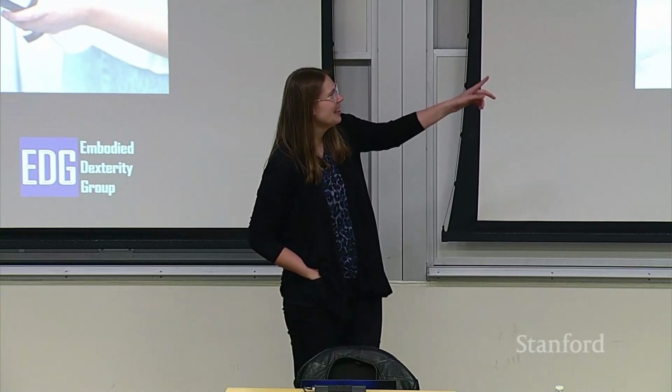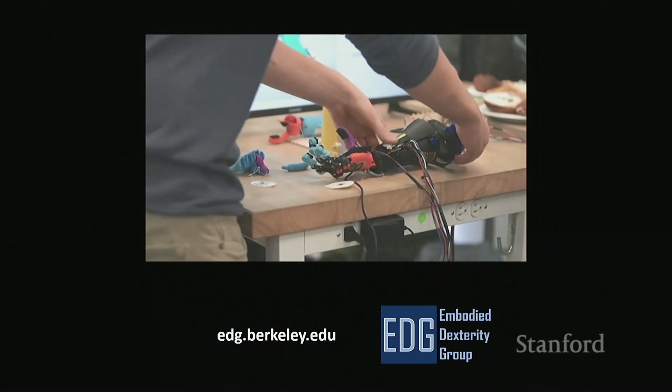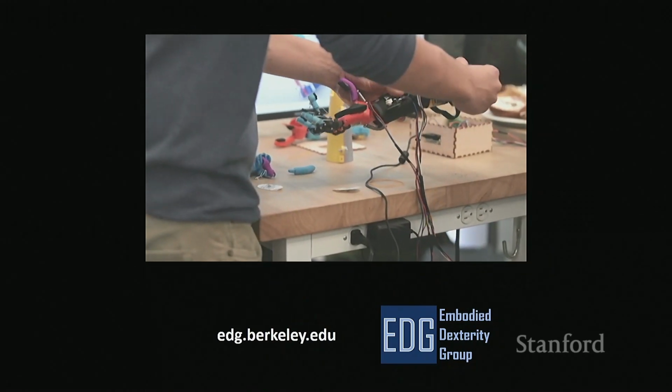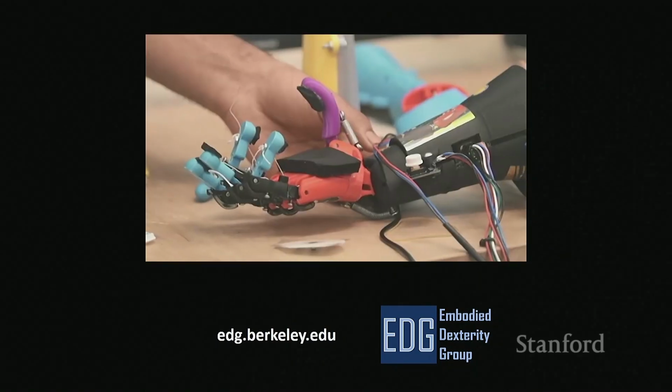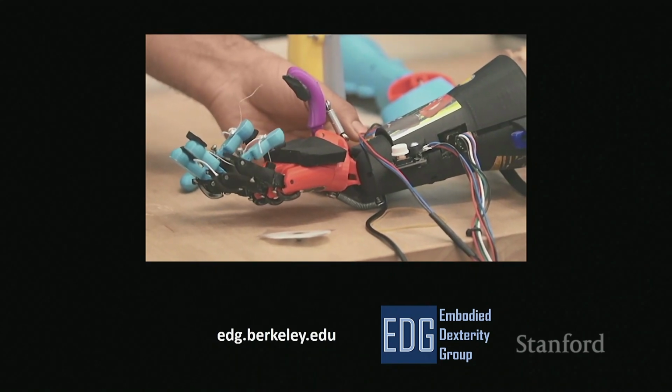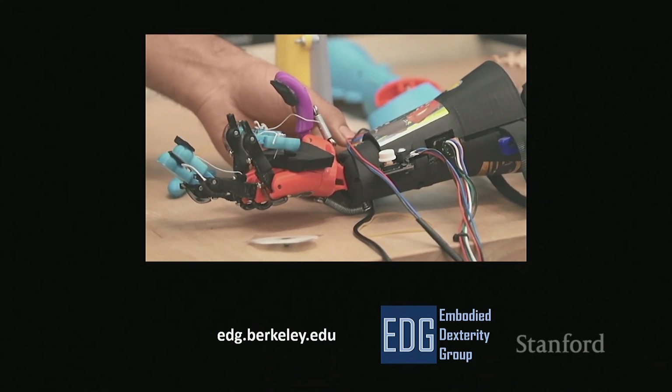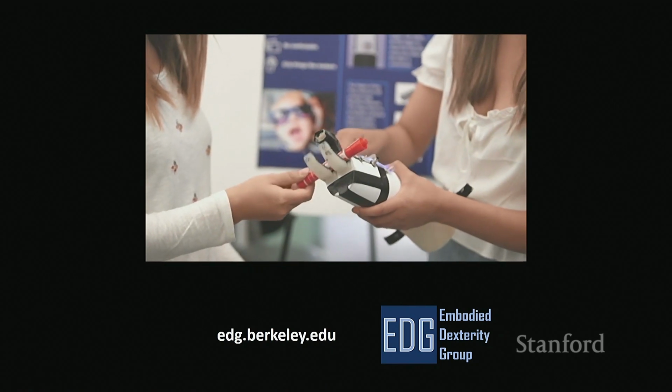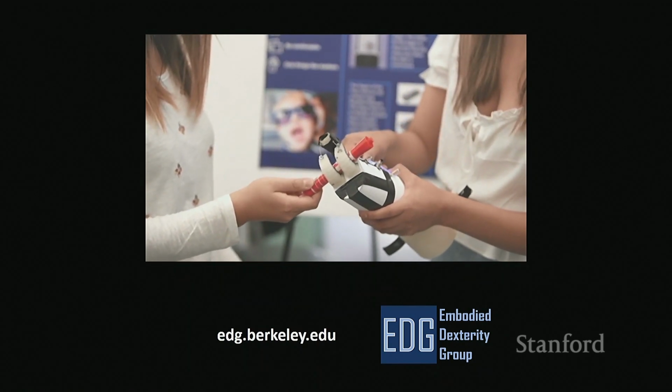This is not published work. It's actually classwork. Some students were designing prosthetic hands for a kid named Theo, who was born without the distal part of his arm after the elbow. And so these are devices that were built for him.